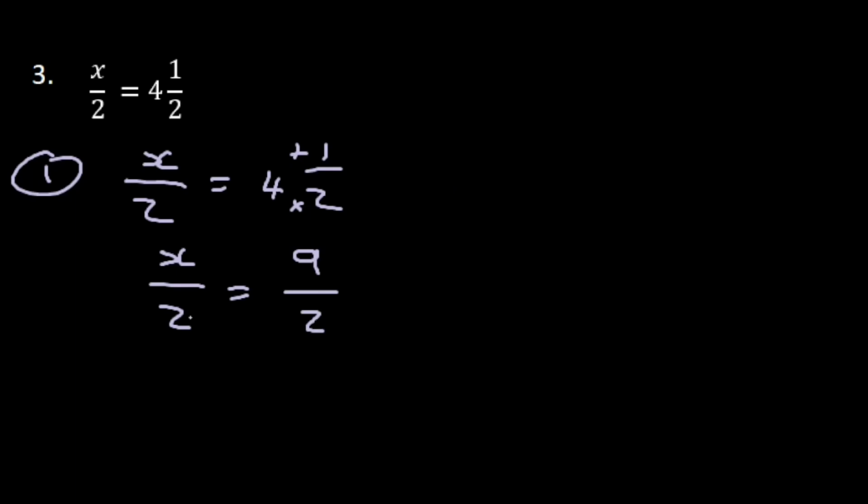We need to solve x, not this x over 2, or you can think about it as you can multiply by 2 on this side, you can multiply by 2 on the other side. Those will cancel out, and obviously these will cancel out.